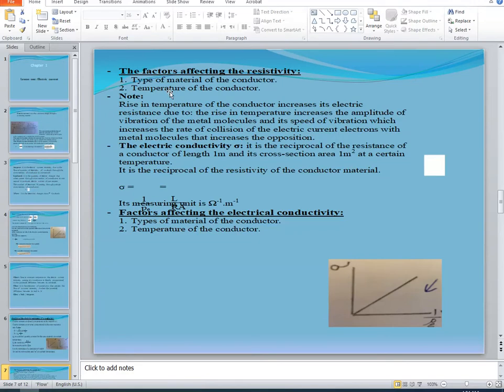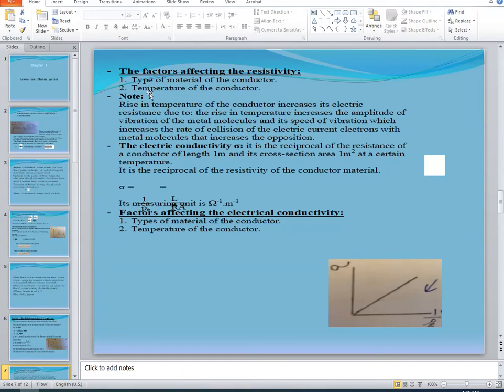If the temperature increases, the vibrational speed will increase and the resistivity will increase, of course. Notice this point, rise in temperature of the conductor. As the temperature of the conductor increases, its electric resistance will increase. Due to the rise in temperature, the amplitude of vibration of the metal molecules increases, as we said, and its speed of vibration will increase. So the rate of collision of the electric current electrons with metal molecules increases, which increases the opposition.